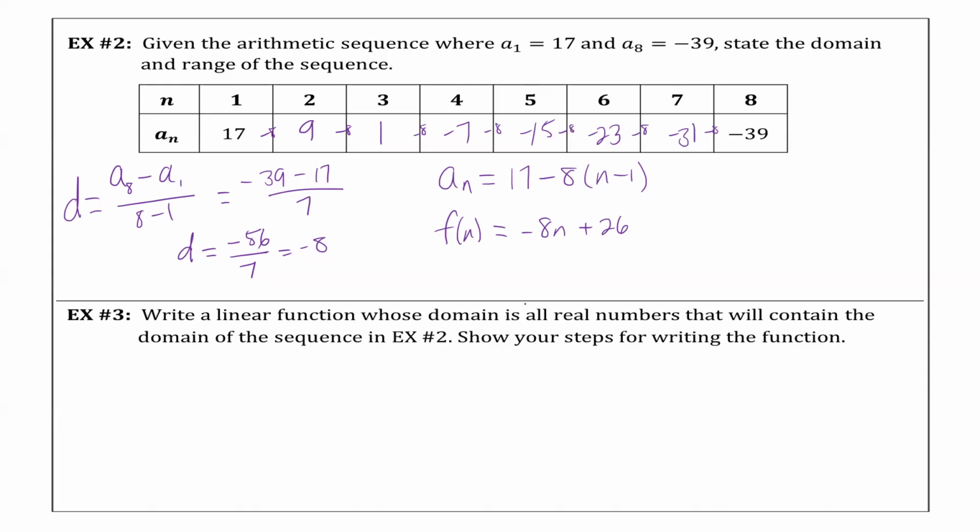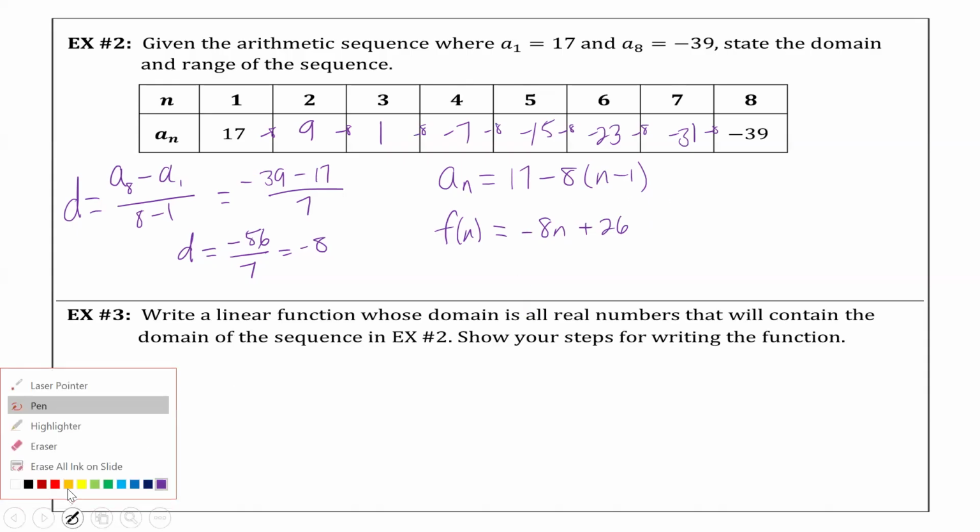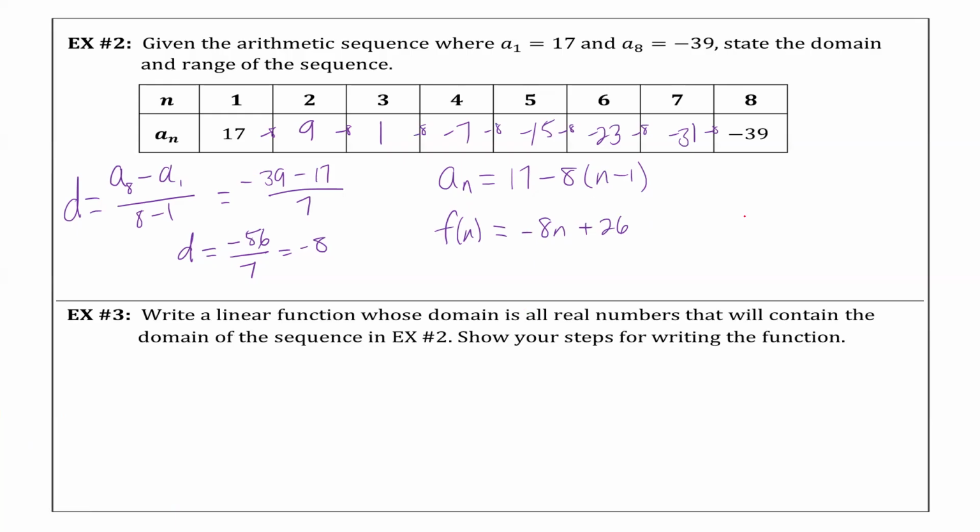Okay. So this wanted to know the specific domain and range for the given table. Unless it asks for the function, when you're asking for the domain and range of an arithmetic sequence, you only base it off of the table that you have. Does that make sense?